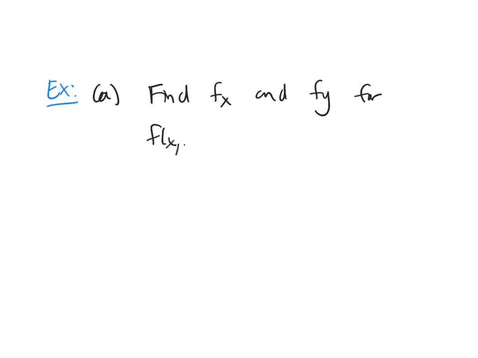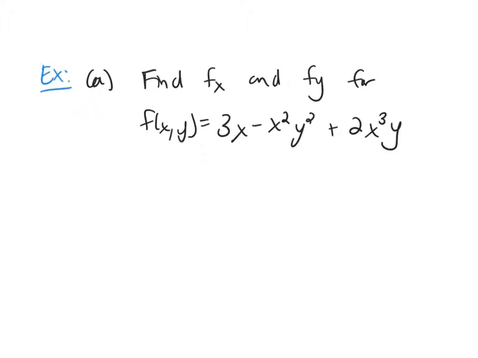So let's look at some examples where we're trying to find these partial derivatives. Let's look at this first part, part A. I want you to find fx and fy, first partial derivatives for the function 3x minus x squared y squared plus 2x cubed y. So let's start with fx.